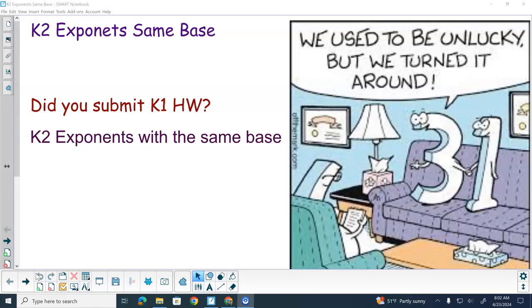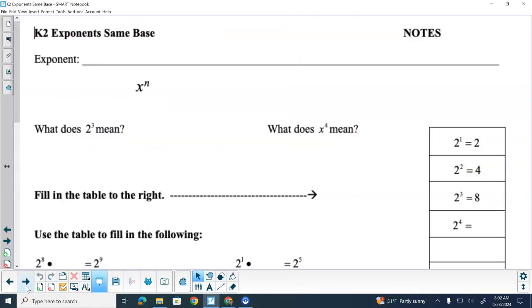On the right side of your notes, there's this chart. Okay? So we're going to start by filling that in, and then we'll go back to reminding ourselves of what an exponent truly is. Okay? All right? So 2 to the first power is just 2, right?